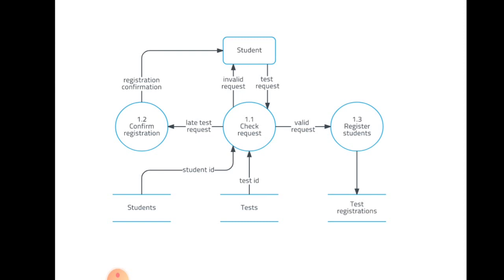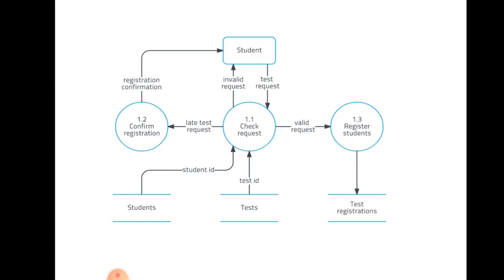After that, the 1.1 check request process gives the information to the 1.2 confirm registration process. After that, the confirm registration process sends the reply to the student that registration is confirmed, if the condition of a valid request occurred.